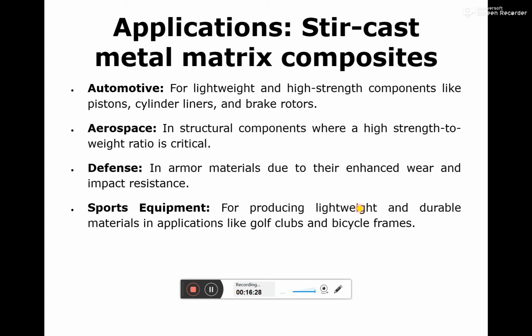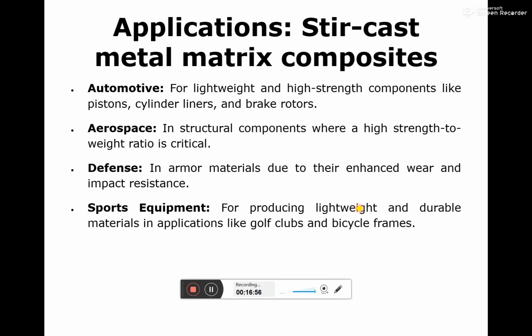Coming to the applications of stir casting. The stir casting process can produce different products for different industries, like in automotive, mainly to produce very lightweight and high strength components like pistons, cylinder liners and brake rotors. These you can produce by means of the stir casting process.